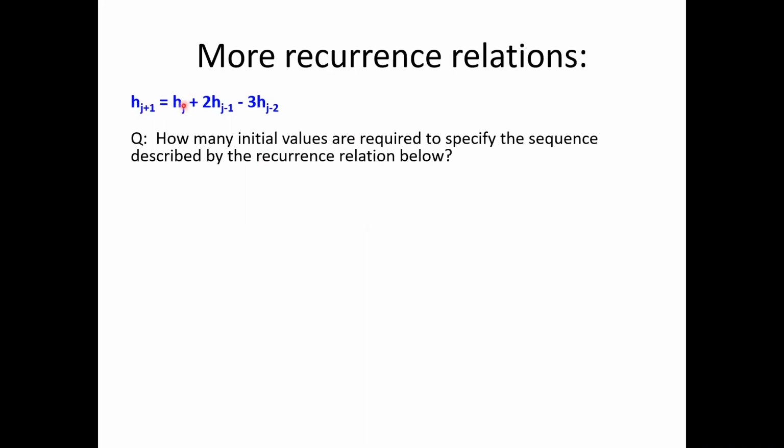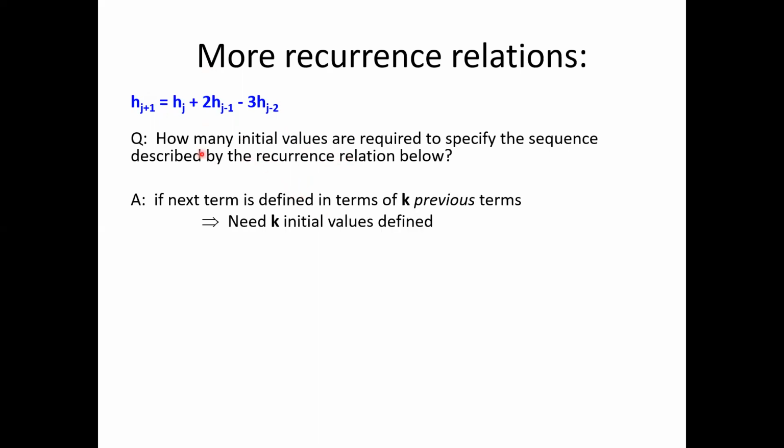Okay, let's say you have a recursive formula like this. The j plus first element of the sequence is defined in terms of the previous 3: the jth, j minus first, and j minus second. And how many initial terms do you need for this recurrence relation to successfully define the value of sequence h at any index?